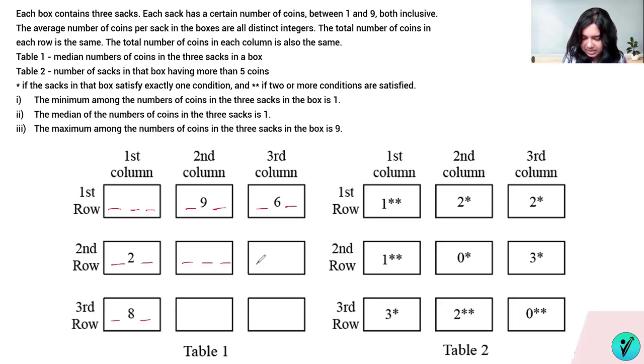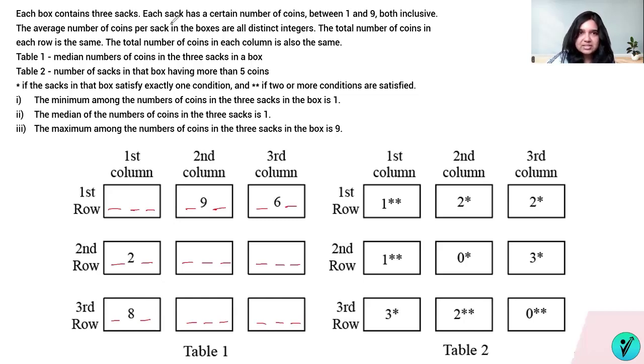Since these numbers are medians and there are 3 sacks, the middle number is going to be a part of the sacks as well. So the middle number here is basically 9. That means the second sack in this particular box has 9 coins. Likewise for 2 also, for 8 also. So this is one of the sacks out of the 3. And 6 is also one of the sacks out of the 3, right? And then we're going to fill this in ascending order as much as we can.